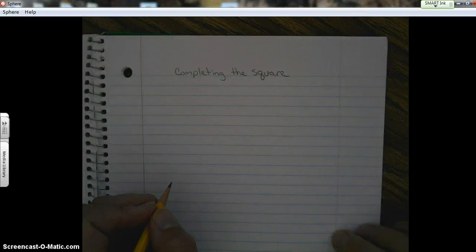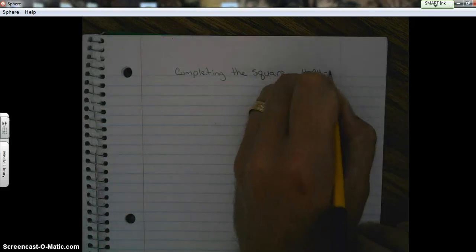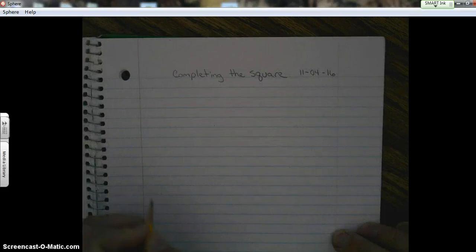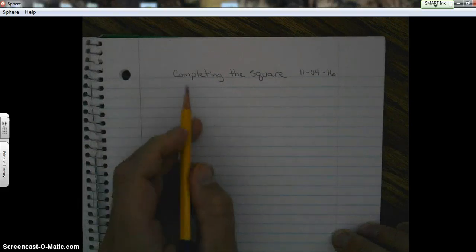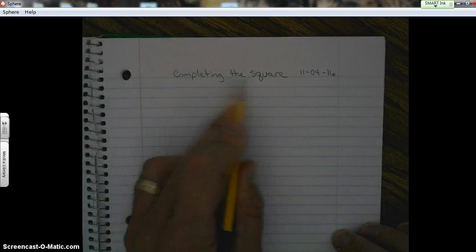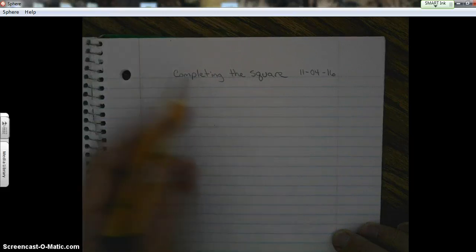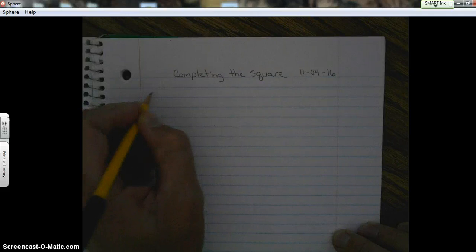Okay, today's date is November 4th, 2016, and we're going to learn how to complete the square. And this is a process that we use to make a perfect square out of a trinomial. So, example 1.